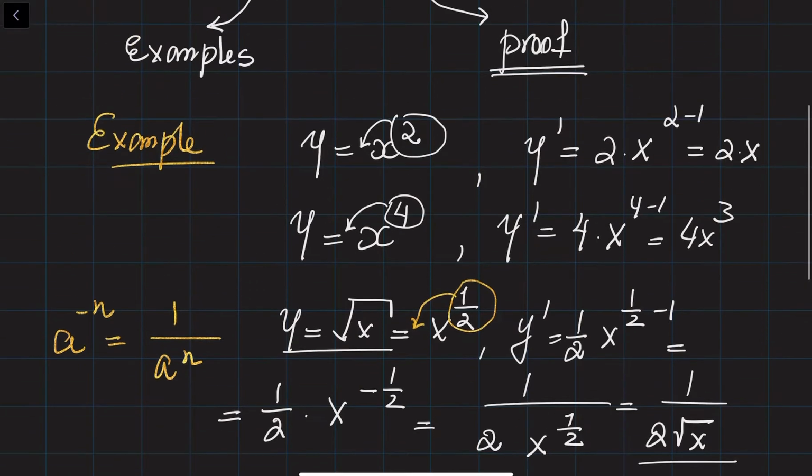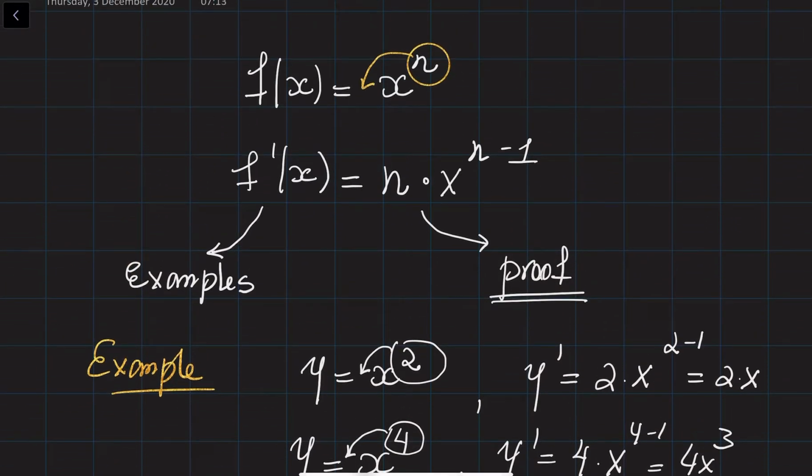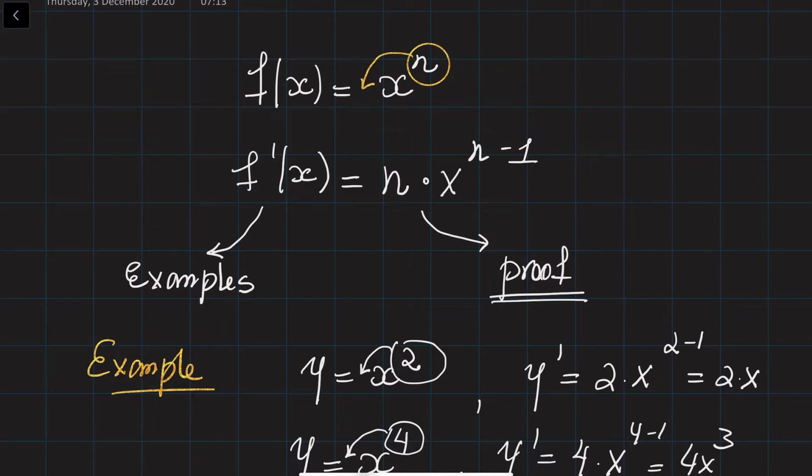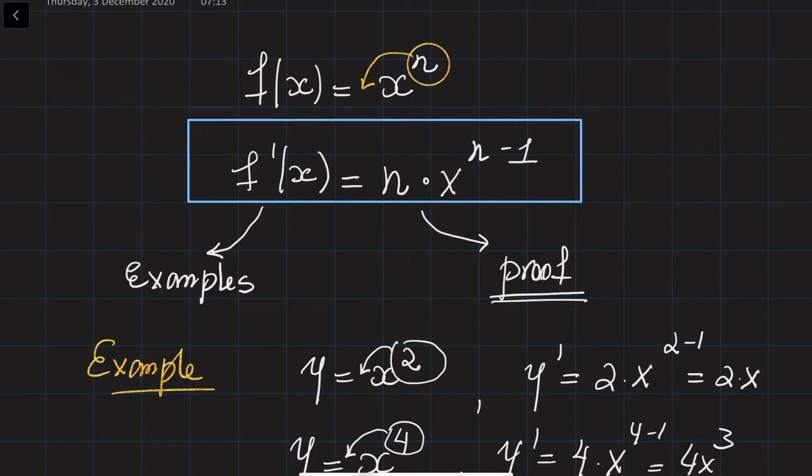So now let's try to prove this formula. Why exactly is the derivative of the power function going to be found using this formula? It's basically one of the most important formulas for the derivatives, by the way.